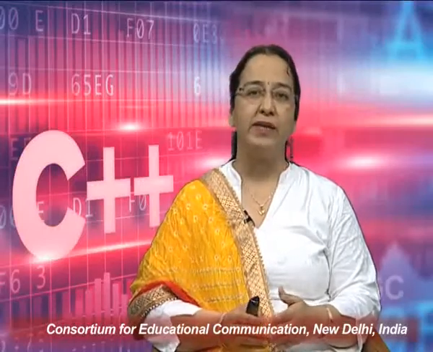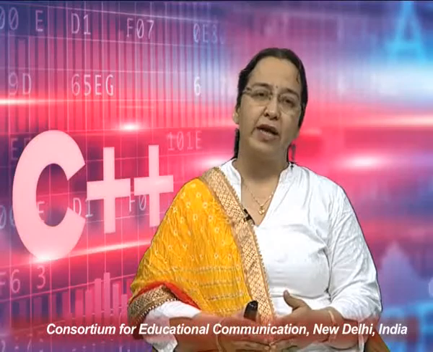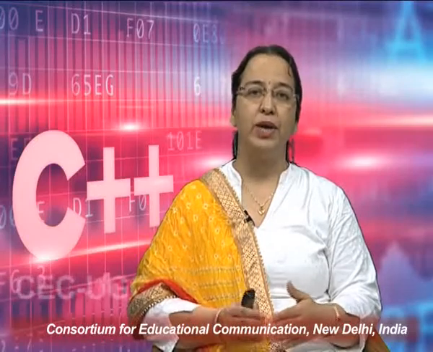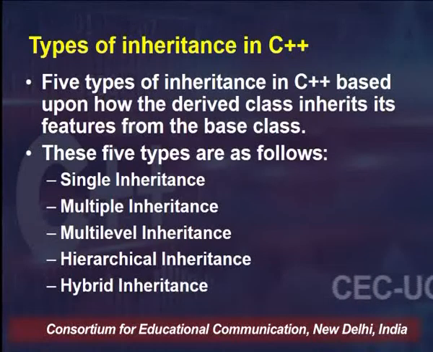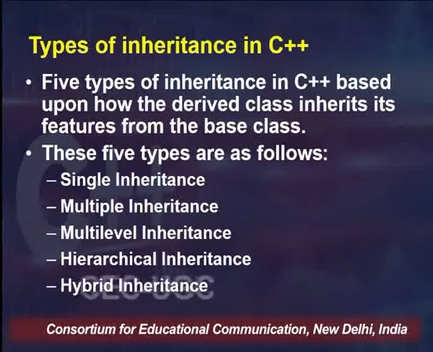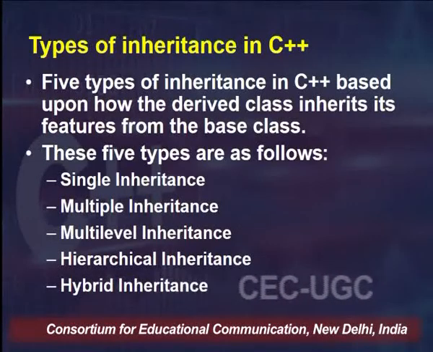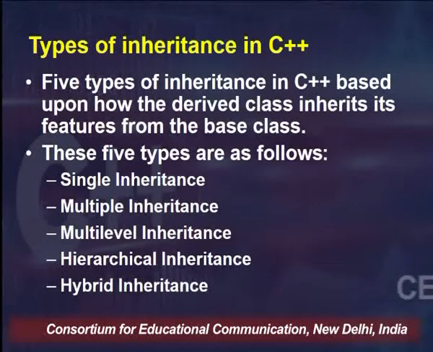Types of inheritance, when we talk about C++, there are basically 5 types of inheritance, and the basis of categorization of these types is how your derived class or the child class is going to inherit the features, the members from the base class. And there are 5 types, namely single inheritance, multiple inheritance, multi-level inheritance, hierarchical inheritance, and hybrid inheritance. So we will be taking all these 5 types into detail.